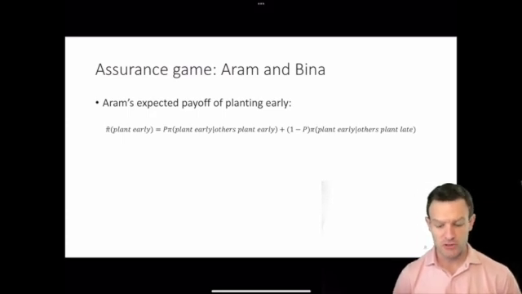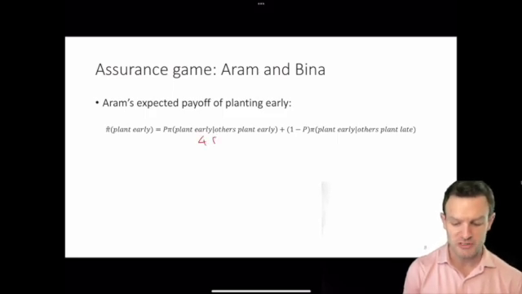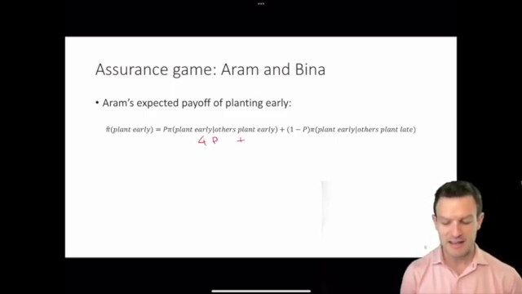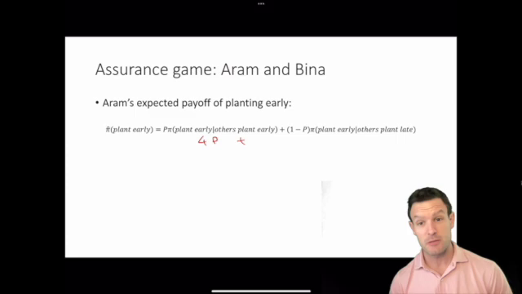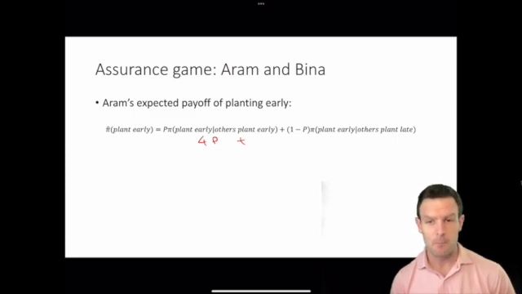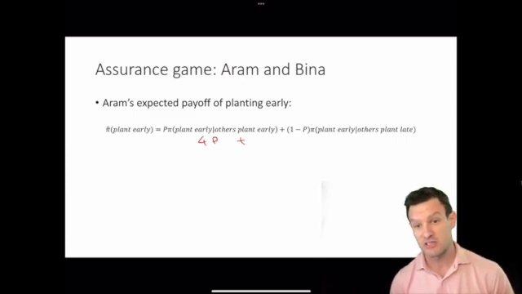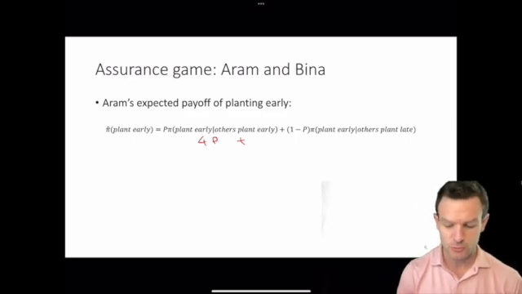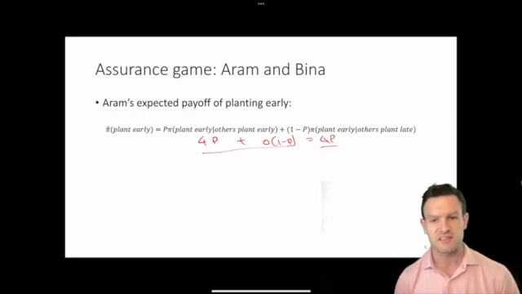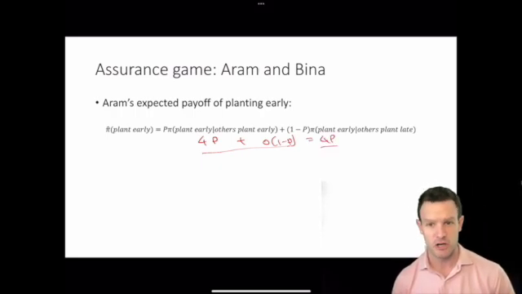So, we saw that for Aram, the expected payoff of planting early was equal to P, the probability that Bina would plant early, multiplied by the payoff that Aram would receive when he planted early and she planted early too. So this was equal to 4 times P. And then we added that to the complementary probability 1 minus P multiplied by the payoff that he would receive if he planted early when she planted late. That was 0. So that was equal to 0 times 1 minus P. So this whole thing was equal to 4P. That's his expected payoff to plant early.